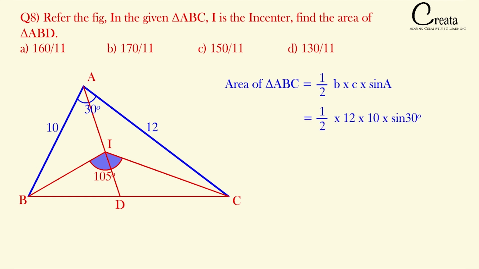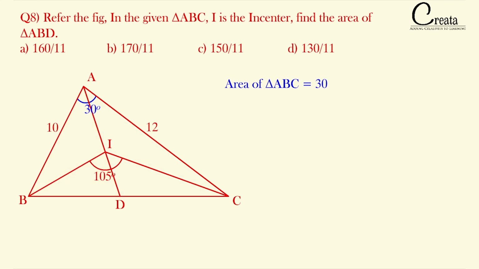Here B is 12 and C is 10, and angle A we have calculated as 30 degrees. On putting the values, we got the area of the triangle as 30. 30 is the area of the triangle. We got the area of the complete triangle ABC, but in the question we have to find the area of the triangle ABD. So how to approach this question?